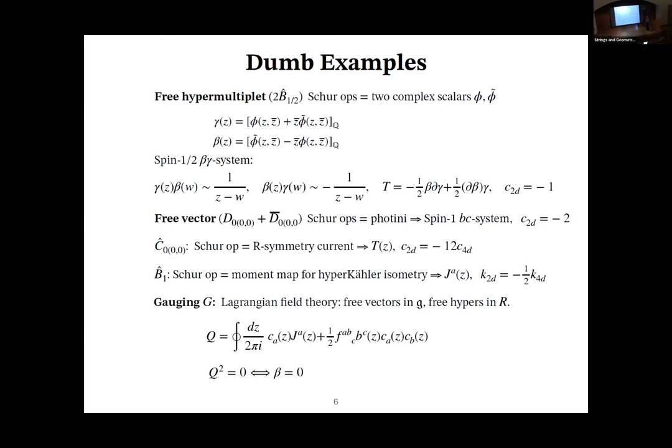Great, so now you can construct the vertex operator algebra for any Lagrangian field theory you want. All you need to do is take free vectors in the Lie algebra of some compact Lie group, free hypers in some representation of that group. With the free hypers, you can then construct the quadratic expressions, which are the moment maps for the G action, right? And then you construct a BRST operator that looks like the usual thing you'd write down. And you say, well, is Q squared zero? That's a condition on the representation R, and it's precisely the condition that the beta function vanishes. The beta function vanishes, Q squared equals zero, and the cohomology of Q on this free vertex algebra is the vertex operator algebra of the interacting gauge theory.